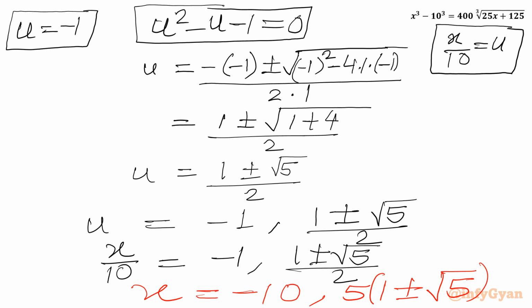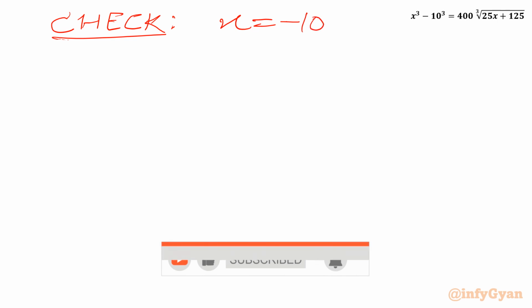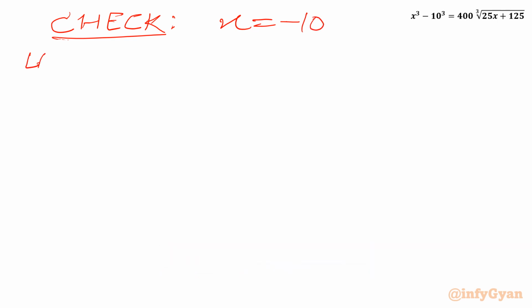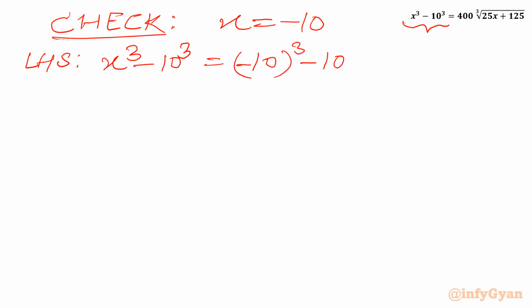Now I will check x equal to negative 10. So let me write here, check x equal to negative 10. I will write LHS first. LHS is x³ minus 10³. So this value will be equal to (minus 10)³ minus 10³. I can write minus 1000 minus 1000. So our LHS is minus 2000.